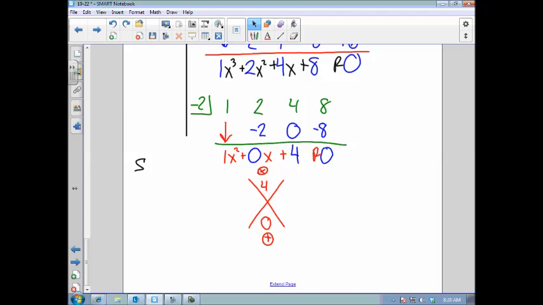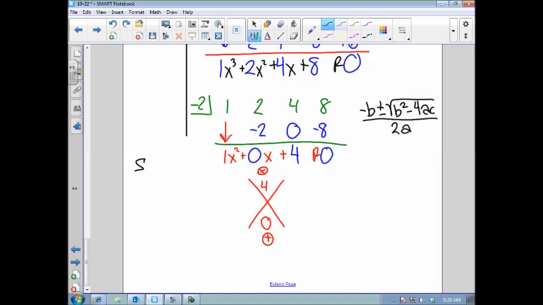Remember? What helps us? These are called quadratics, aren't they? Don't we have something called a quadratic formula? What's the quadratic formula, guys? The quadratic formula is negative b plus or minus square root b squared minus 4ac all over 2a.